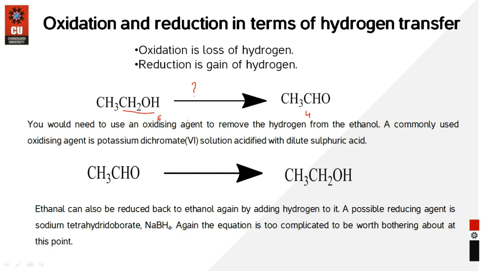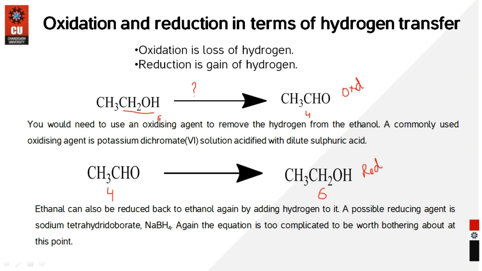If we see the reverse of this reaction, here the number of hydrogen atoms is 4 and it is converted into another molecule where the number of hydrogen atoms is 6, right, that means gain of hydrogen. So what is happening here? That is reduction. So in the previous example we have oxidation and in this example we have reduction, right.